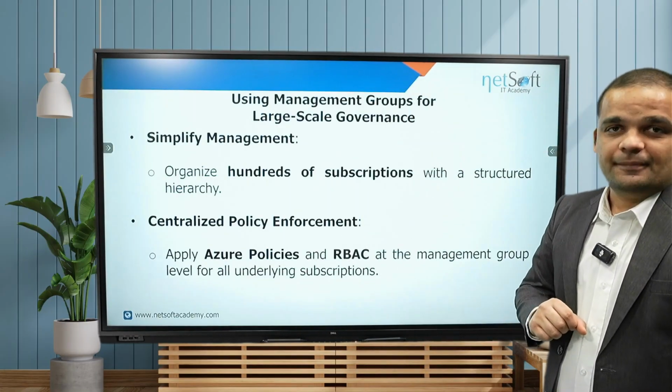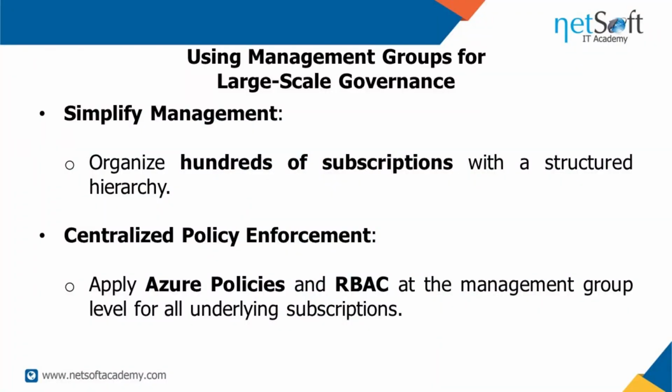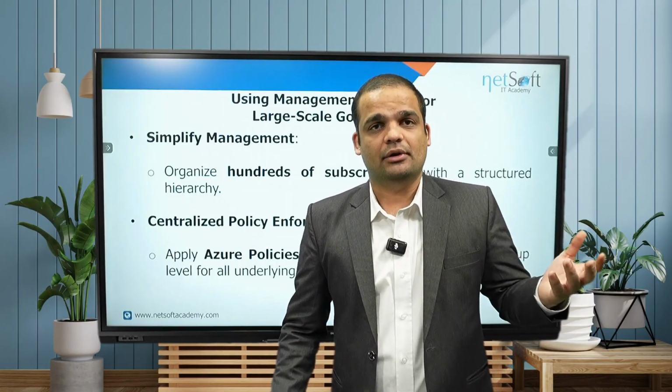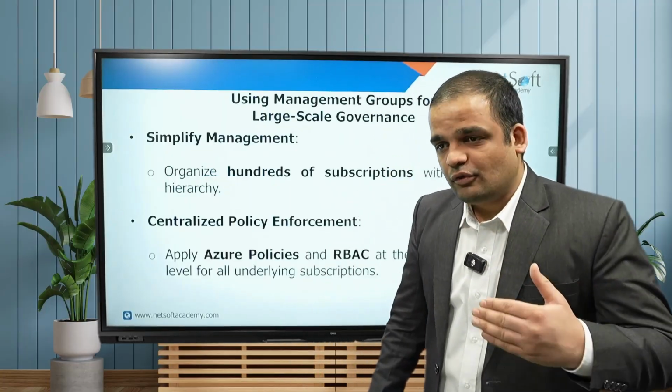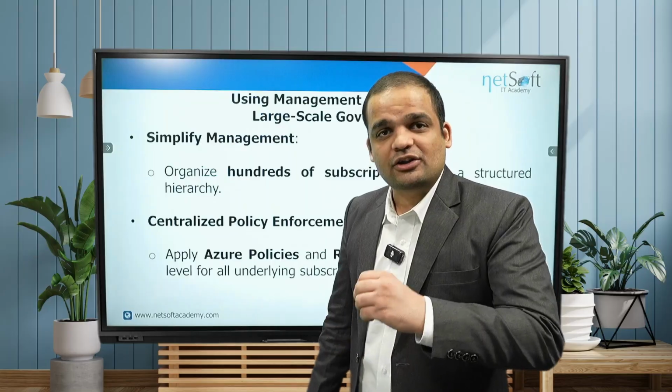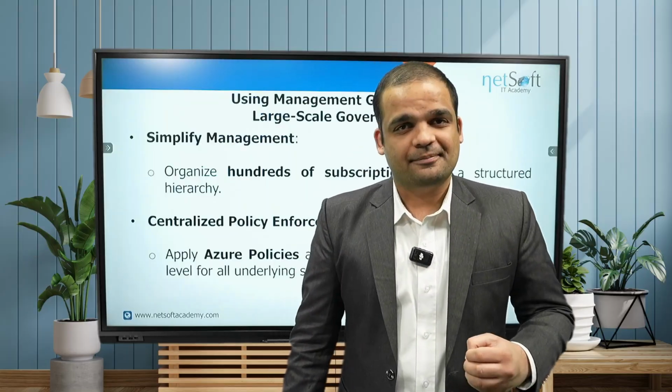Centralized policy enforcement. Here you have to understand that if there is a universal policy in your organization, which means a policy which applies to everyone, don't apply that policy again and again at every level. Move it to a higher scope, a higher level in your hierarchy, if it is universal. And in case you want to omit a certain management group or subscription, then use exclusions.